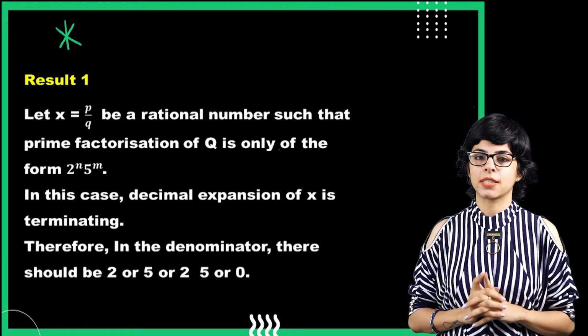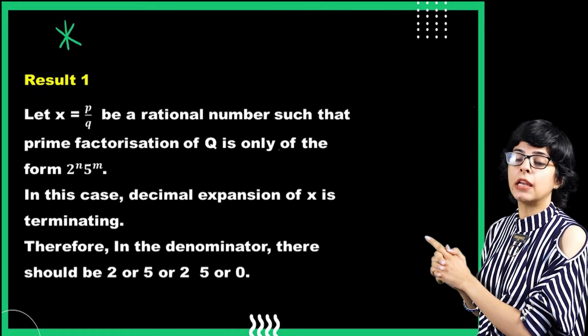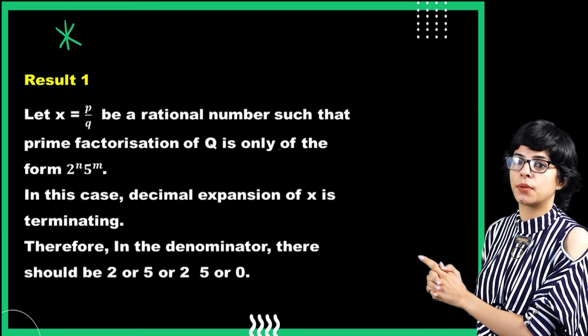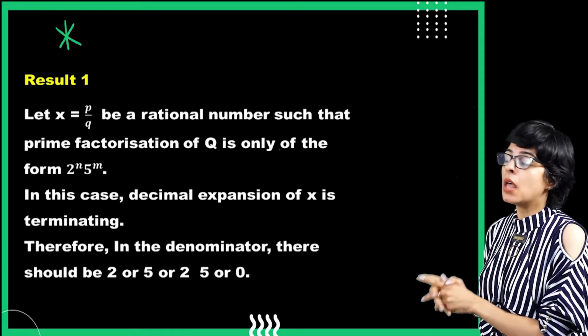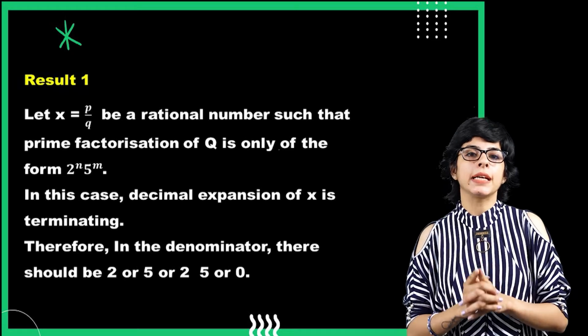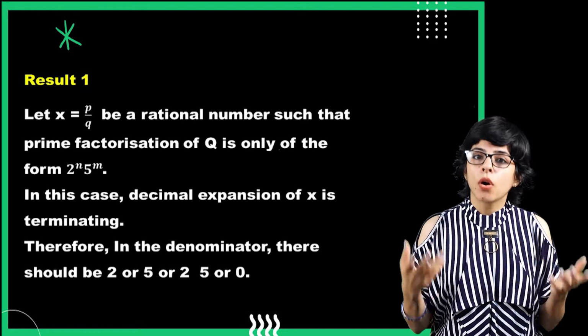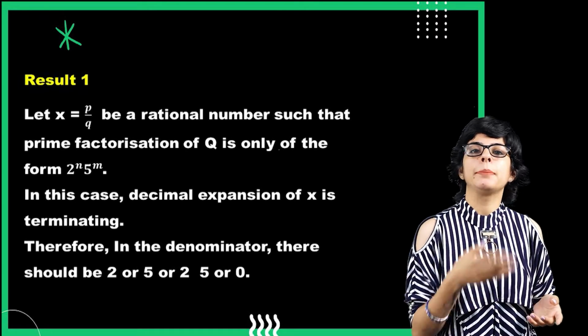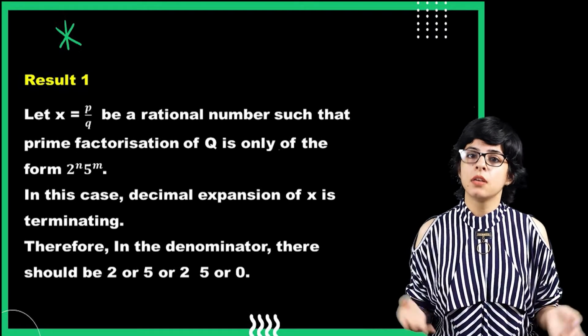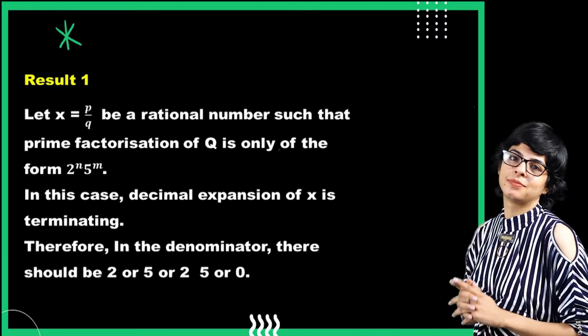How? I'll just tell you that. 2^n 5^m states that the denominator, that is q, should end either with 2 or with 5 or with both 2 and 5, because as we multiply 2 and 5 it becomes 10, so it should be ending with 0. But for the denominator to end with 2, 5, both of them, or 0, what do we have to do? So how do we come to this result? This is the question which persists. Alright, so now let's check how we come to this result.